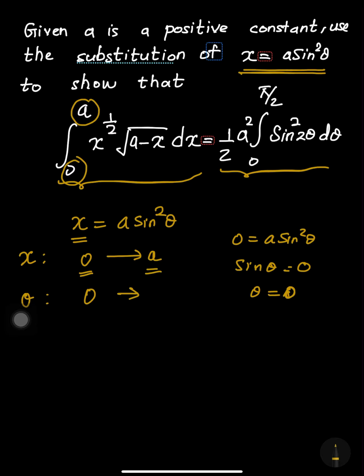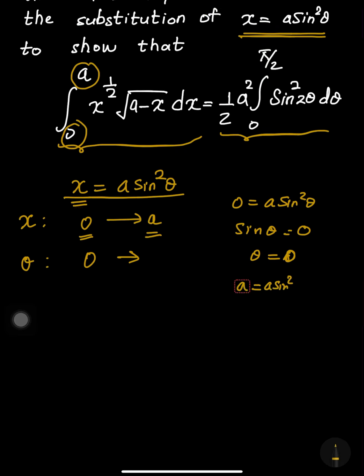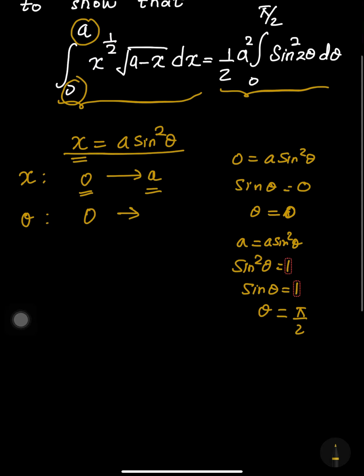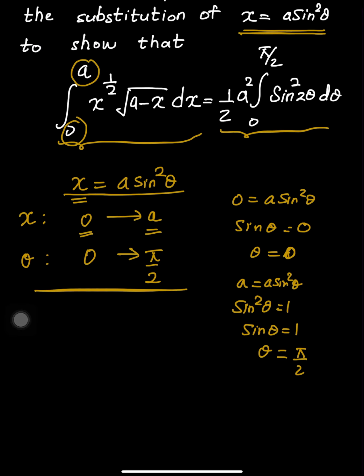And what will happen if x becomes a? Let's substitute in this. a is equal to a sine square theta, which means sine square theta is 1. Sine theta is equal to 1. Theta is equal to pi by 2, which means 90 degree. Sine 90 degree is 1. So you have found out the limit first. You have proved the limit: when x becomes 0 to a, theta becomes 0 to pi by 2, which is given in the right hand side as well. So you have proved that first.